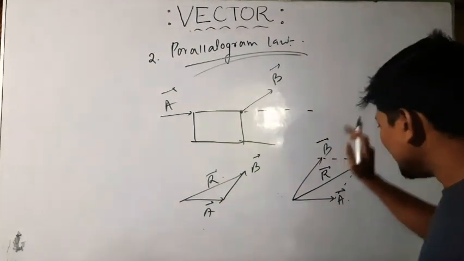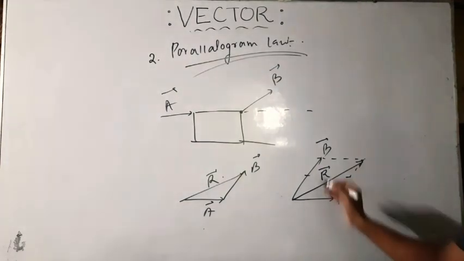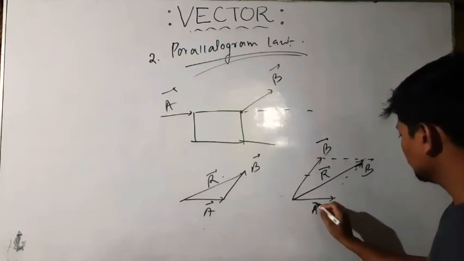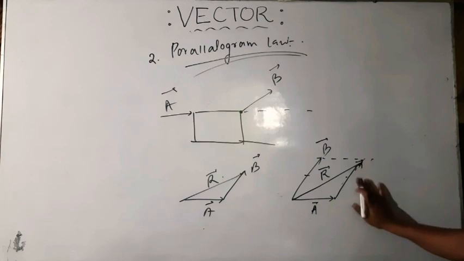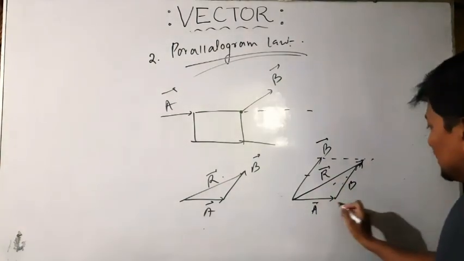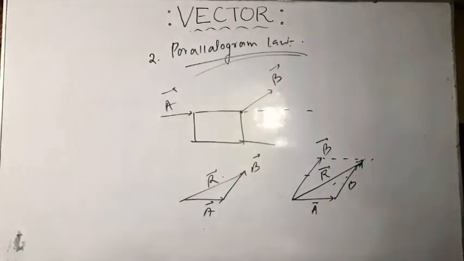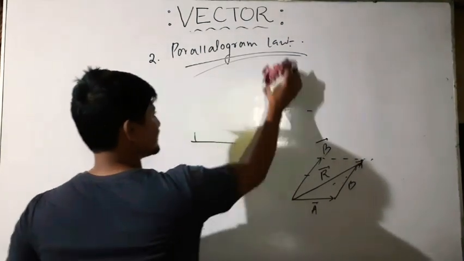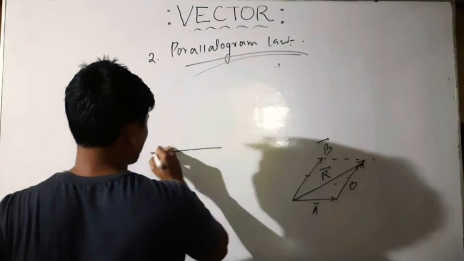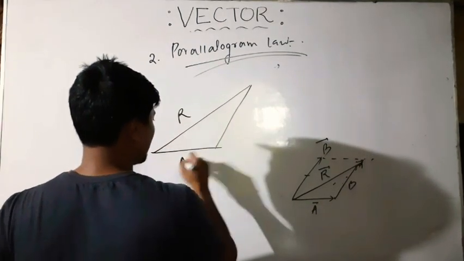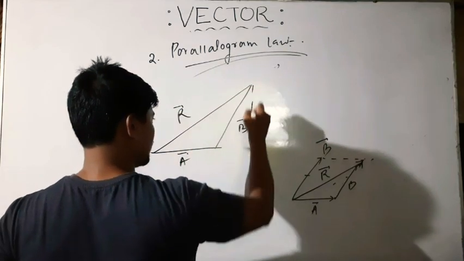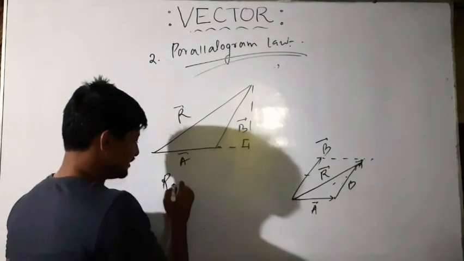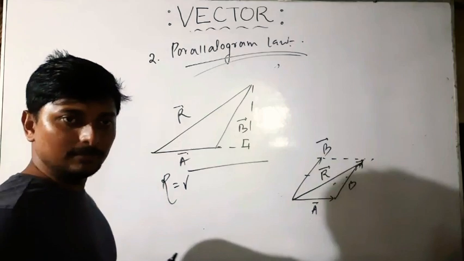Now very easy: in a parallelogram the opposite sides are equal, isn't it? So if this is B vector, this line will also be B vector, isn't it? So now you see this particular diagram and this particular diagram are the same, isn't it? So now here also, if we apply the same as the initial one, if I bring down the perpendicular, I can find the resultant from it by applying the Pythagoras theorem. This result will also be similar to the first one. The derivation is the same, so no need to do that.